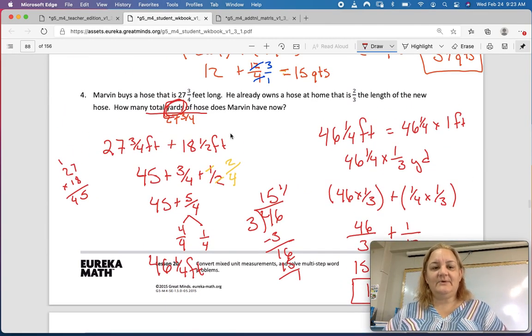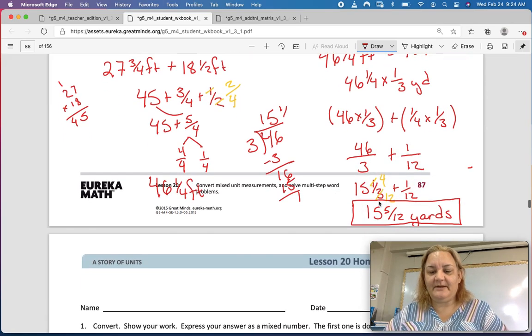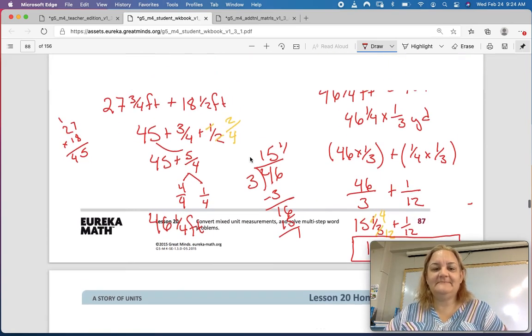A lot of work on that one. A lot of work because we had to figure out first of all how long the second hose was, and then we had them both in feet, so we had to add them together, and then we had to convert them to yards. A lot of work, but our answer was 15 and 5/12 yards.